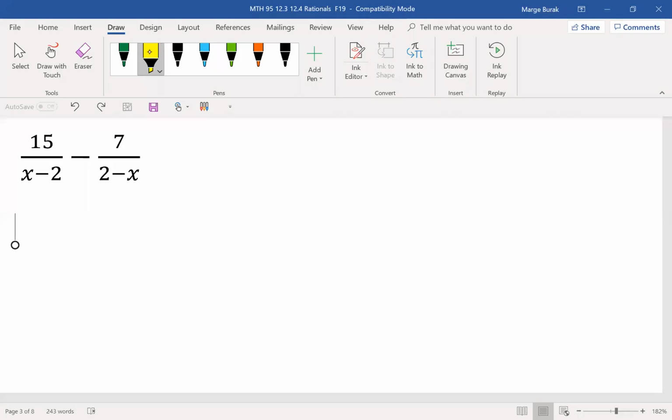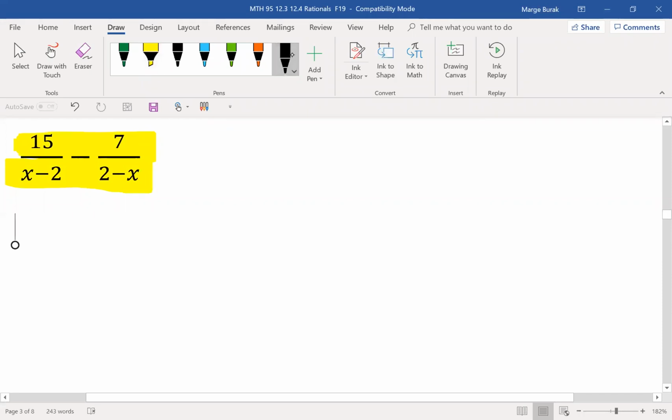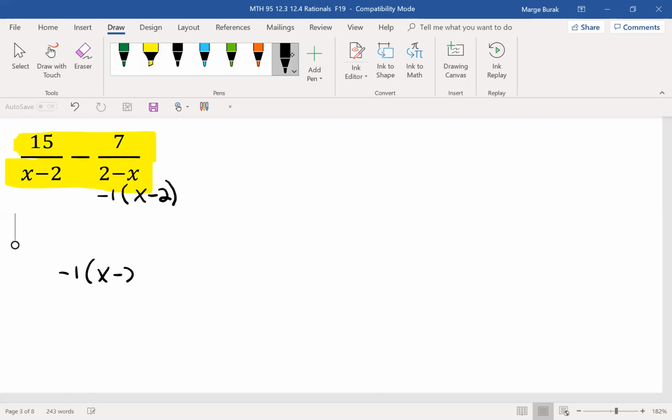Okay, let's continue with another problem. So we look at this and looks like they're the same denominator, but they're not. Remember that one trick that we want you to remember is x minus 2 can be the same as 2 minus x if I factor out a negative 1. So if I factor this one, then they're both going to be x minus 2, but they also both need a negative 1. So our common denominator is actually going to be negative 1 times x minus 2.